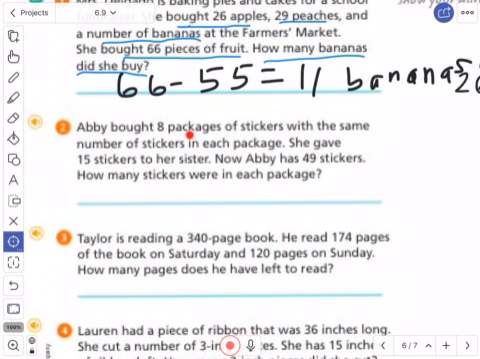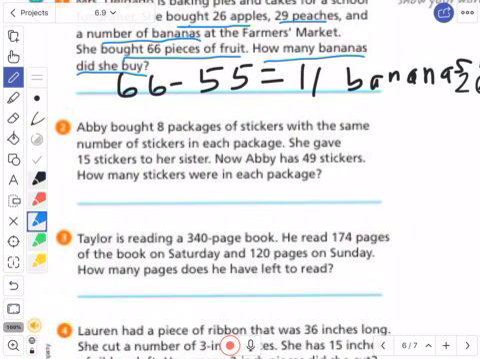Abby bought 8 packages of stickers. Okay, I'm going to do some underlining. With the same number of stickers in each package. Ooh, I saw that word each. We all know what each means: multiplication or division.